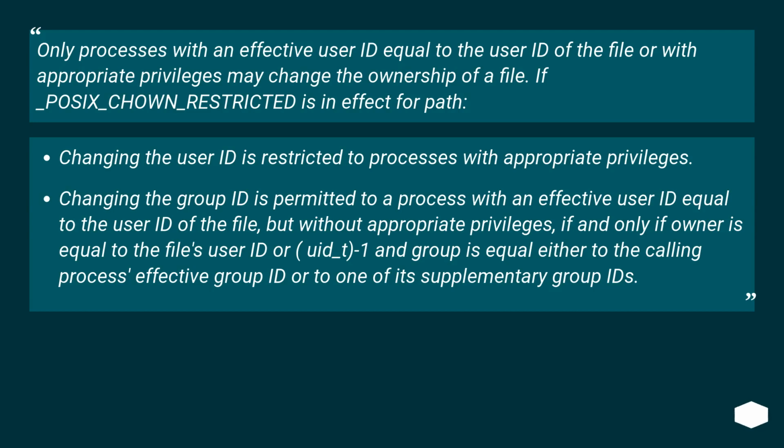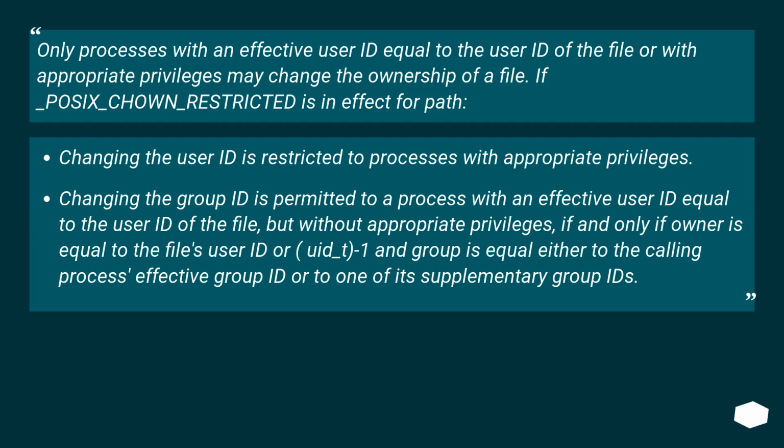Only processes with an effective user ID equal to the user ID of the file or with appropriate privileges may change the ownership of a file. If _POSIX_CHOWN_RESTRICTED is in effect for path, changing the user ID is restricted to processes with appropriate privileges.